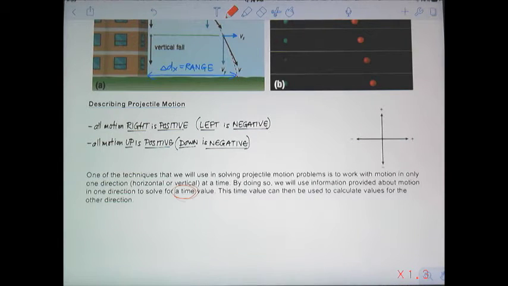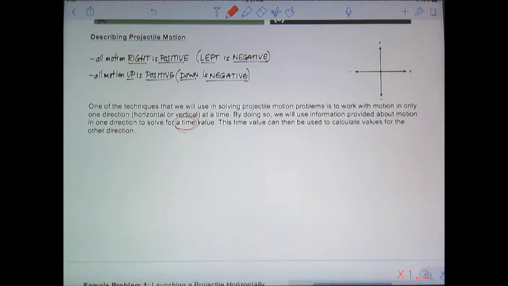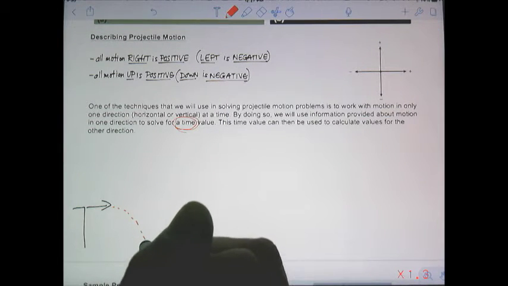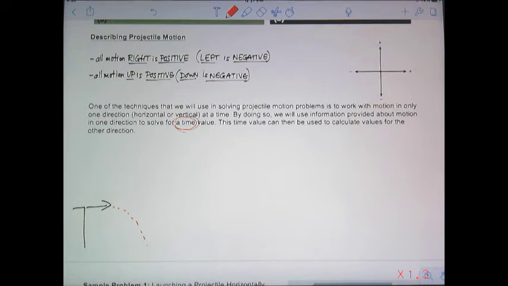Though the projectile behaves independently in its vertical motion as it does in its horizontal motion, they're linked by the time that they are in the air. In general, we're going to look at three types of motion. The first type looks like this, where an object is thrown horizontally from a height above the ground. We'll call this type 1.